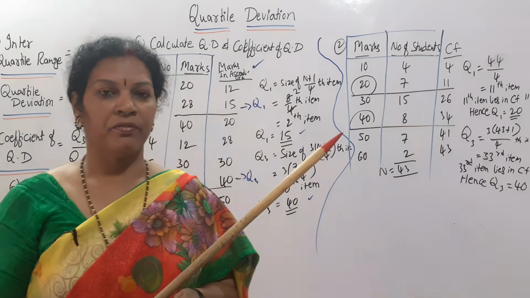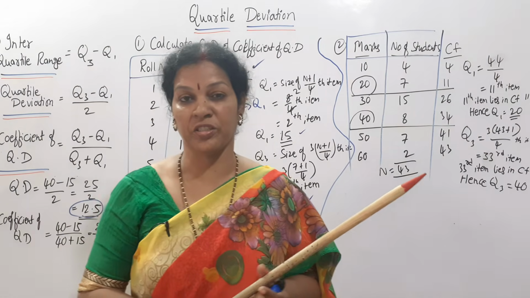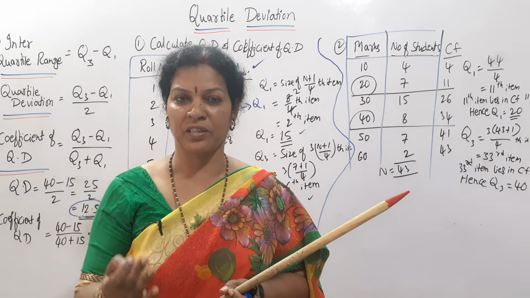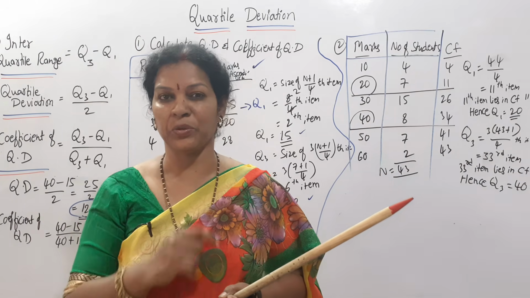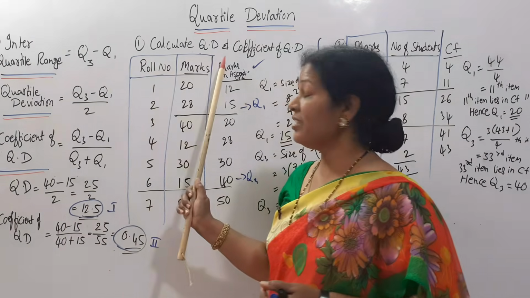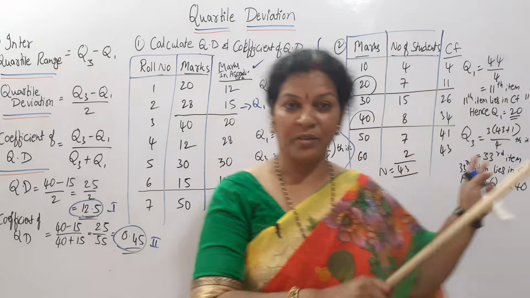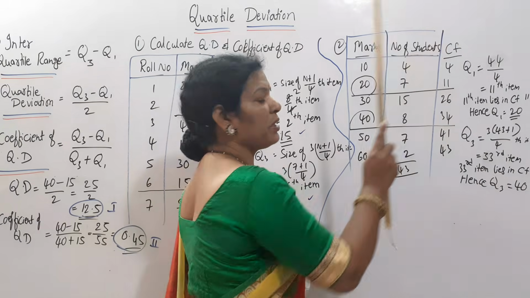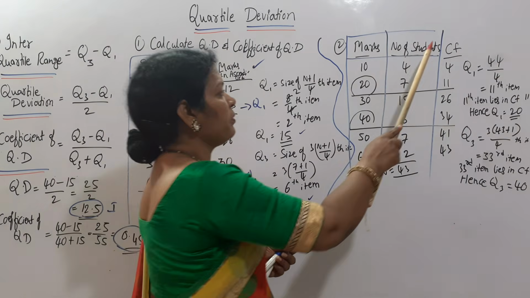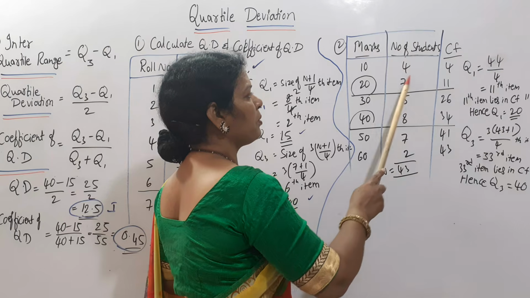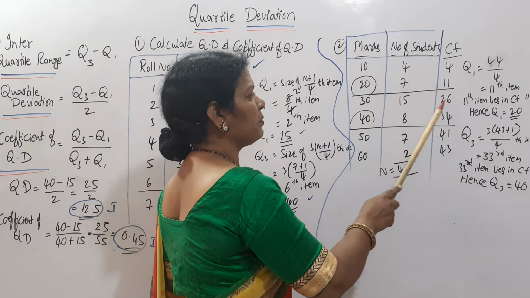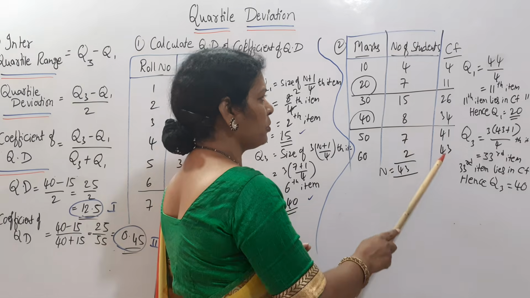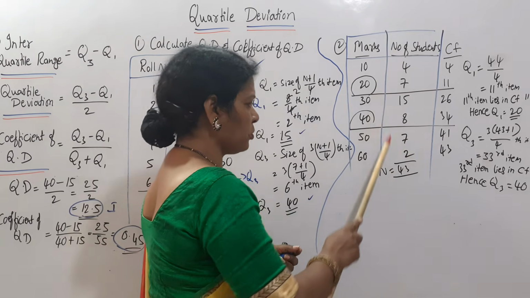Always remember, whether it is a discrete series or continuous series, whenever you want to calculate median, quartiles, deciles, percentiles, first step is CF you have to calculate. Here ascending order you have to arrange. Cumulative frequency means 4 we have written as it is, 4 plus 7, 11, 11 plus 15, 26, like this. We have been adding all the numbers. So, lastly 43. This total is also 43.